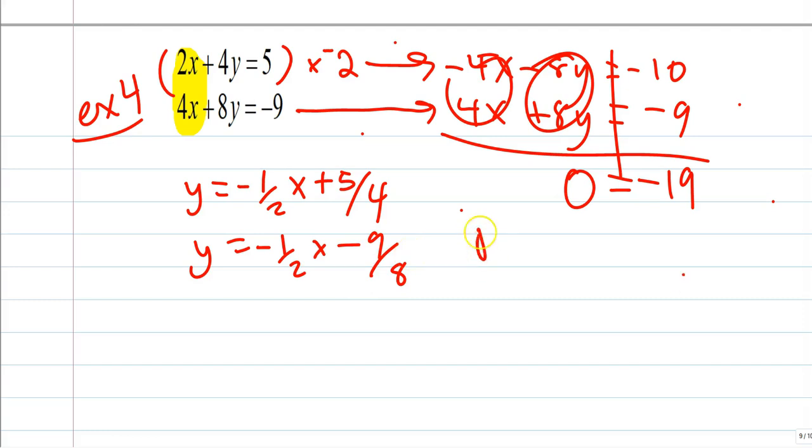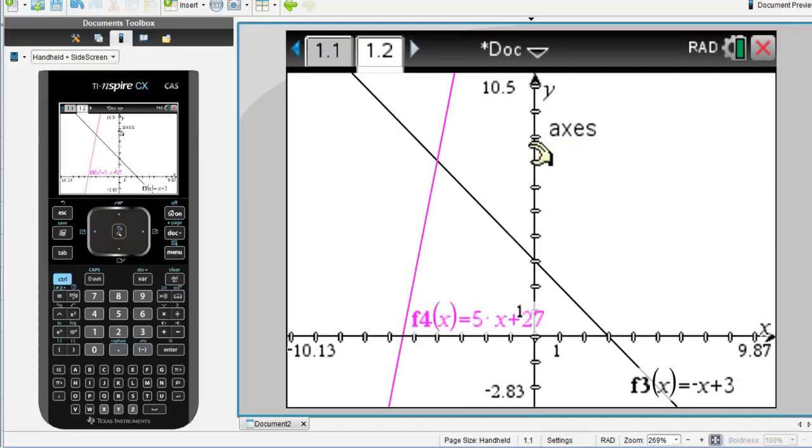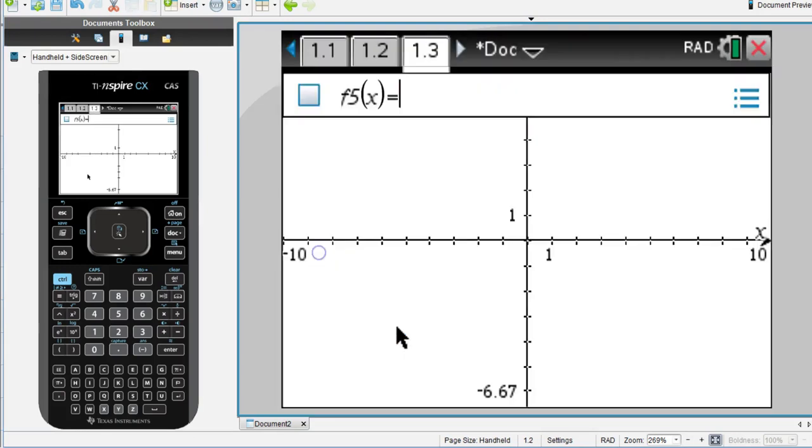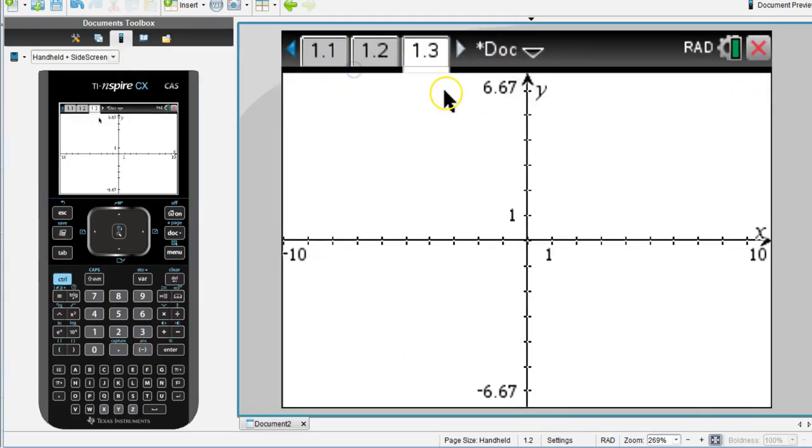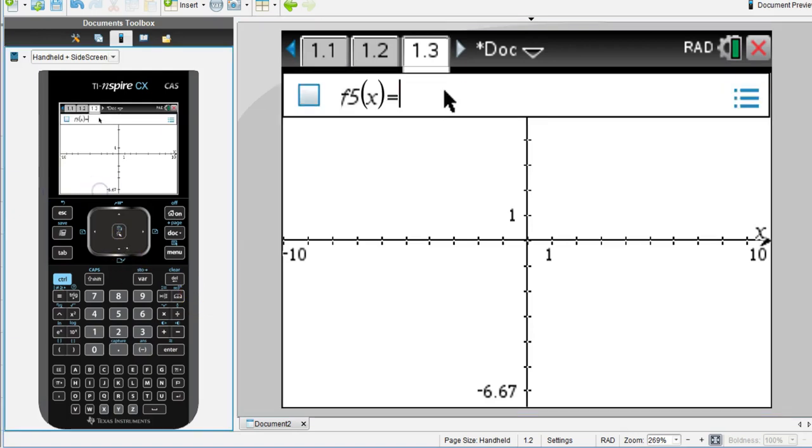But the lines would be parallel. So we would have no solution. We would have a contradiction. Negative 1 half plus 5 fourths. Let's see. Negative 1 half x plus, I think it was 5 fourths.